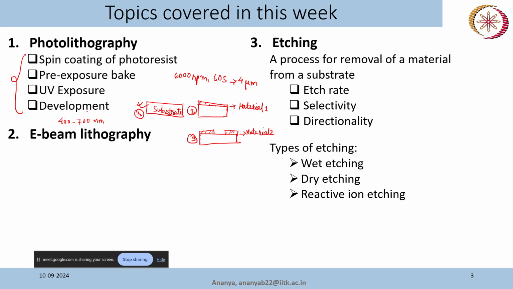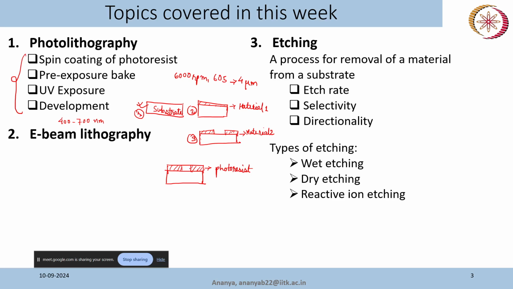What development means: after the UV exposure, suppose this is your substrate. You have coated it with a photoresist, and you have done exposure. Now let's say this part of your photoresist and this part of your photoresist becomes soft due to the exposure. This part will become soft if it is a positive photoresist. If it is a negative photoresist, this middle part will be soft.